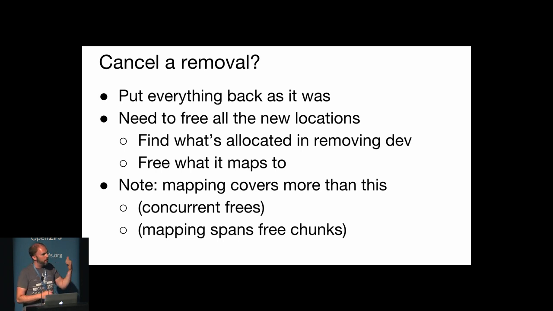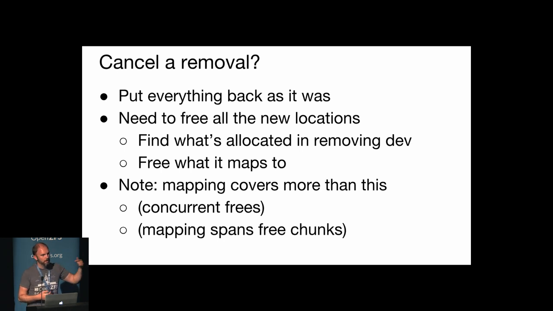Cool. So as you saw in the beginning, you can cancel the removal. We want to put everything back the way it was. What that means is we need to free all of the new locations that we've allocated. We cannot just go through the mapping and say, whatever the mapping points to, free that. For two reasons. One is the mapping could span free chunks. And two is we could have had those concurrent frees happen.